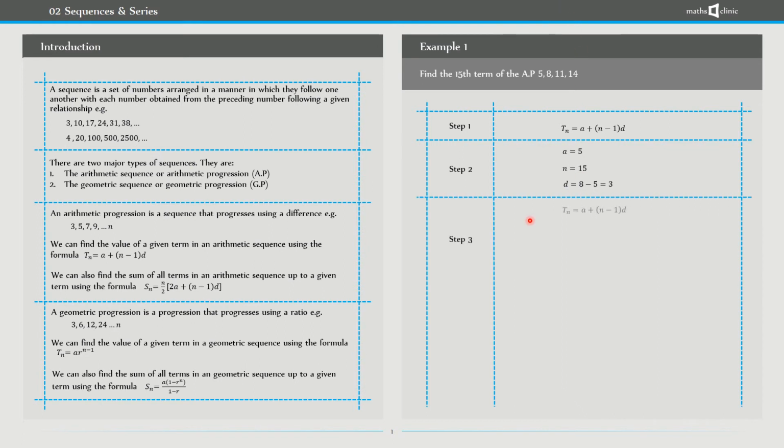And the next thing we want to do is put all of that into our formula. So our formula is Tn equals a plus (n minus 1)d, and basically we have that T15 equals 5 plus (15 minus 1) times 3. Okay, because a is 5, n is 15, and d is 3. Okay, and T15, because we're looking for the 15th term, equals 5 plus 14 times 3. We have that T15 equals 5 plus 42, and finally we have our answer. T15 is 47.